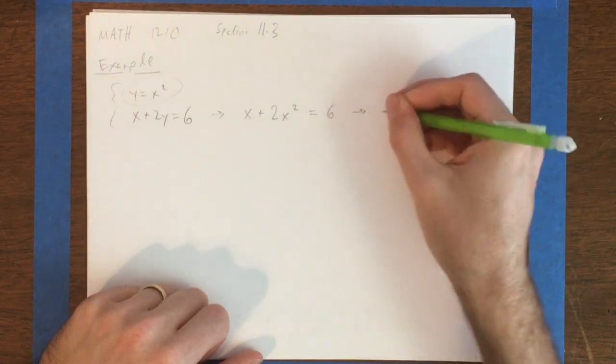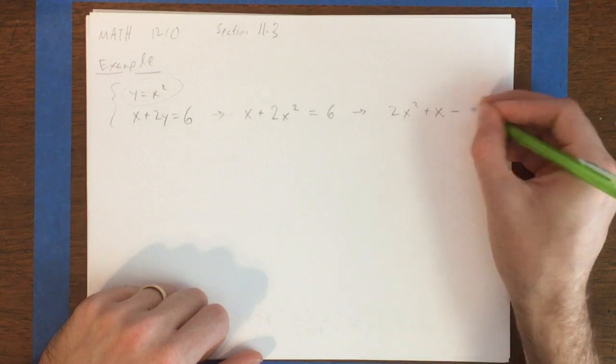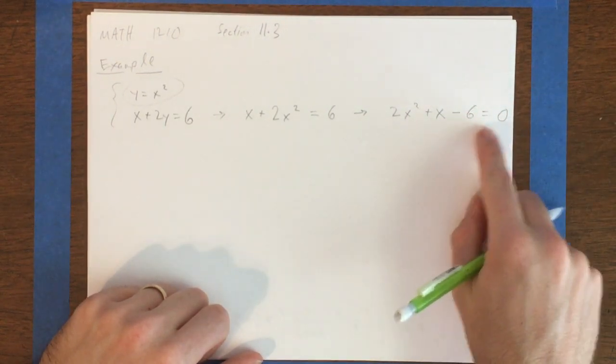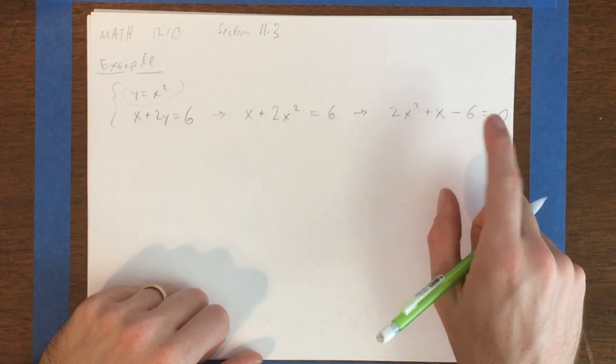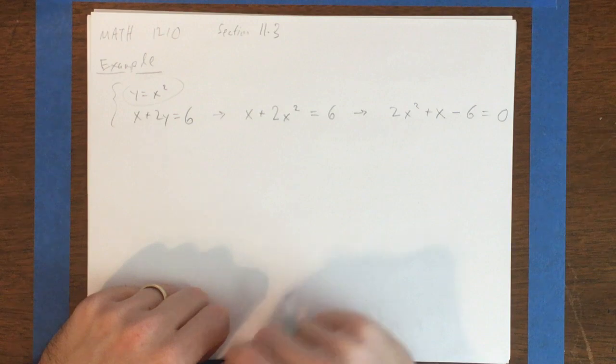It's a quadratic. So let's just rearrange that: 2x squared plus x, and then I'm going to subtract the 6 so that it's equal to 0. Now, solving quadratics, it's always nice to get it equal to 0, because then if we can factor this, that will be a nice, easy solution. So can we factor that?